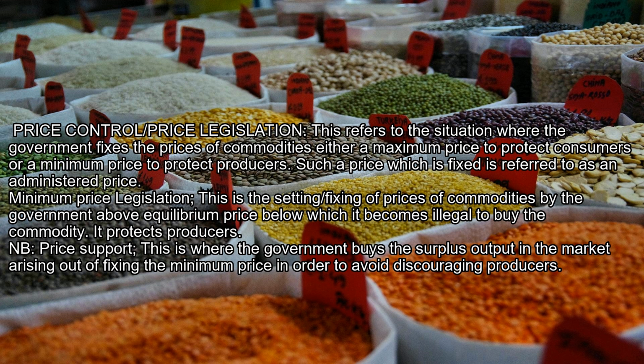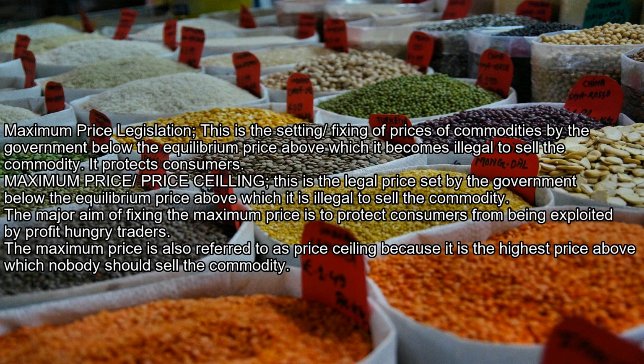Price support. This is where the government buys the surplus output in the market arising out of fixing the minimum price in order to avoid discouraging producers. Maximum price legislation. This is the setting of prices of commodities by the government below the equilibrium price, above which it becomes illegal to sell the commodity.